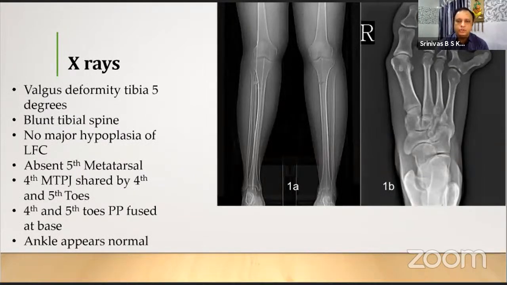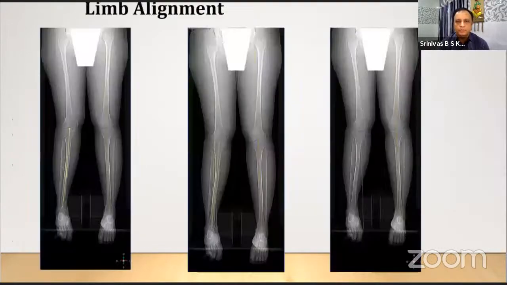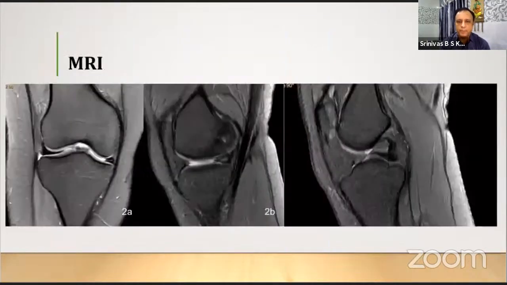Radiograph of the knee and the foot showed valgus deformity of the tibia of 5 degrees, a blunt tibial spine, no major hypoplasia of the lateral femoral condyle, and an absent fifth metatarsal. The fourth metatarsophalangeal joint was shared by the fourth and fifth toes. The proximal phalanges of the fourth and fifth toes were fused at the base, and the ankle appeared normal. Limb alignment view showed approximately 4 degrees of valgus in the shaft of the tibia.